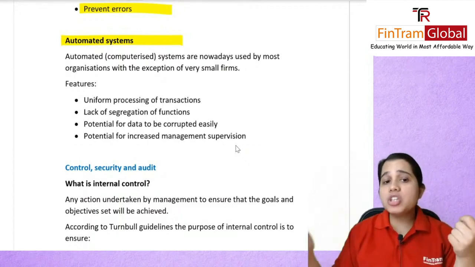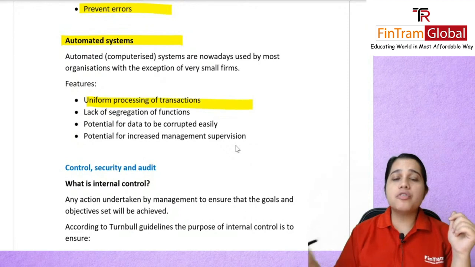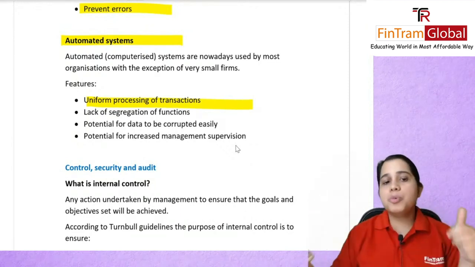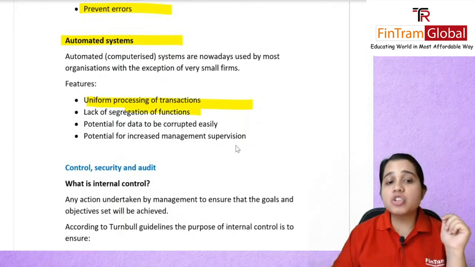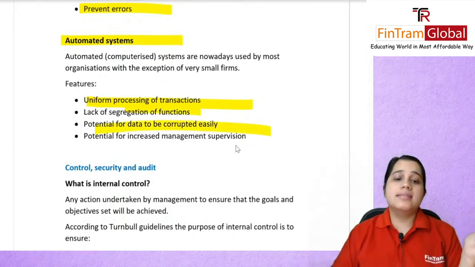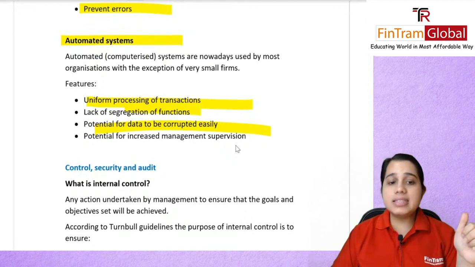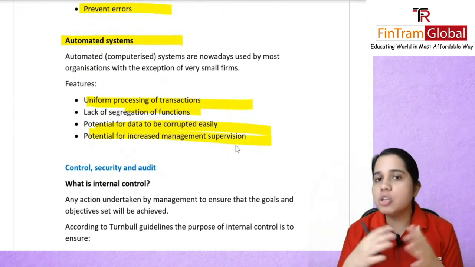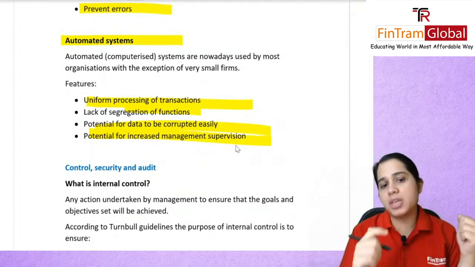Most of the work now is automated. Why? Because what are the features? There is uniform processing of transactions. You can put all the data in and uniformly it will be processed. There's a lack of segregation of function, and this data can be corrupted easily, and there's a need for increased management supervision because of this automation.